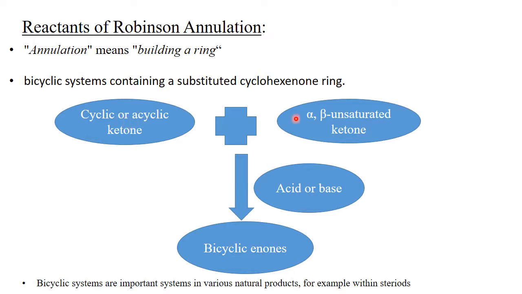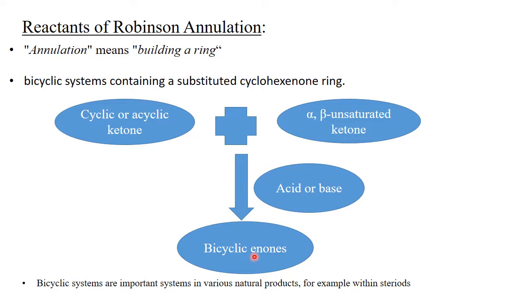If we use a cyclic ketone as a reactant, then the product must be a bicyclic system and one cyclic system must be the cyclohexenone ring. See, reactant. One of the reactants of Robinson annulation reaction is a cyclic or acyclic ketone. It is treated with an alpha beta unsaturated ketone in the presence of acid or a base, then it gives us enones. Here is a bicyclic enone.